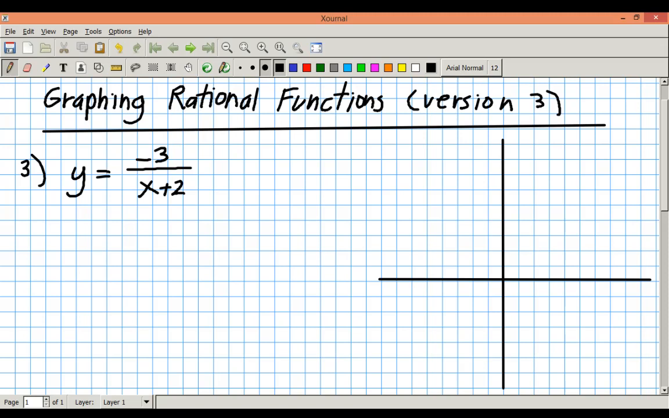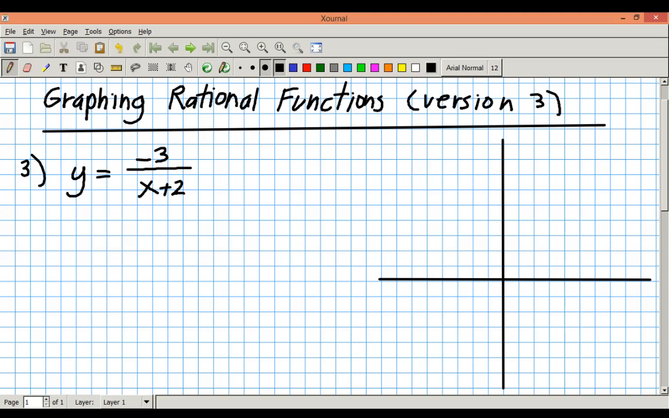All right, so this is one of the old ones. I wrote number 3 as y equals -3 over x plus 2. I put that negative sign in front of the fraction up with the 3 just to make it a little bit cleaner. So remember, we're looking for vertical asymptotes, horizontal asymptotes, x-intercept, y-intercept, and I think they want the domain on these as well. Let's start with the vertical asymptotes.